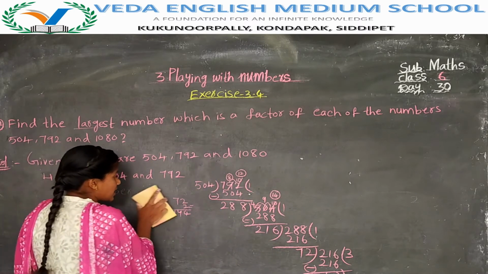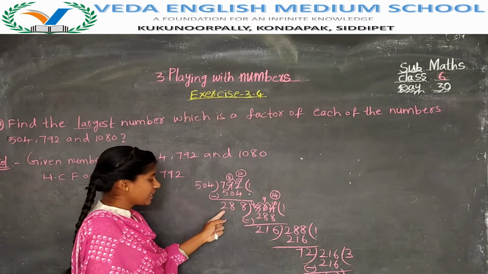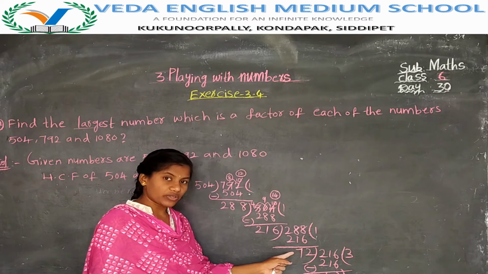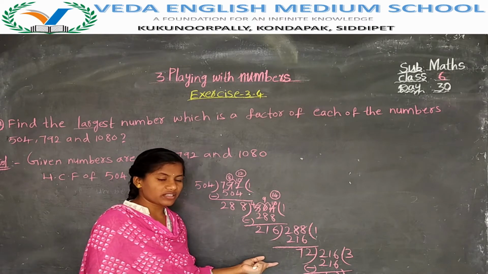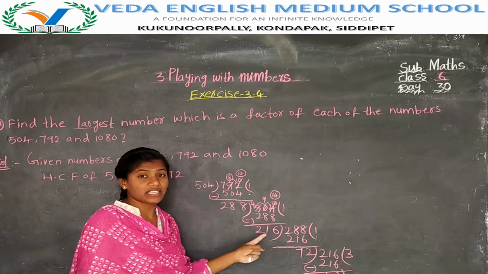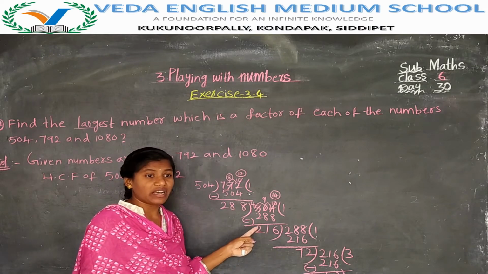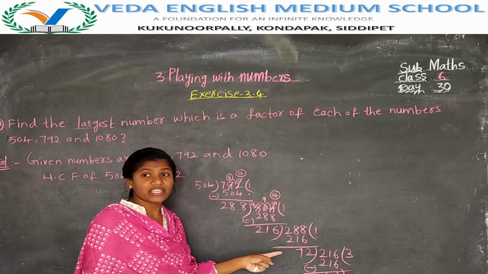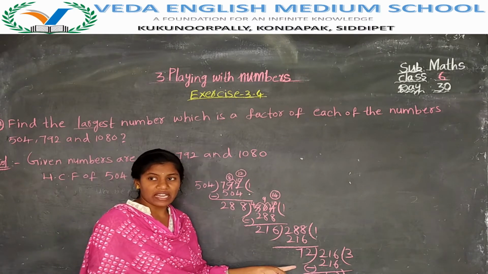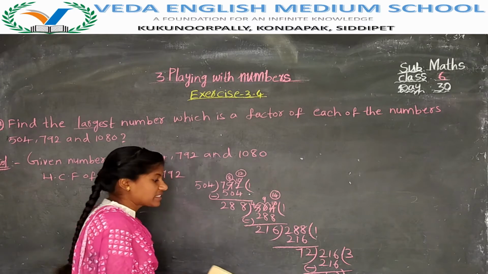So what is the HCF here? 504 or 288 or 216 or 72? 72 is the HCF. Why is 72 the HCF? I said already, in the continuous division method the last divisor is always your HCF. What is the last divisor here? 72 is the last divisor. So 72 is the HCF.